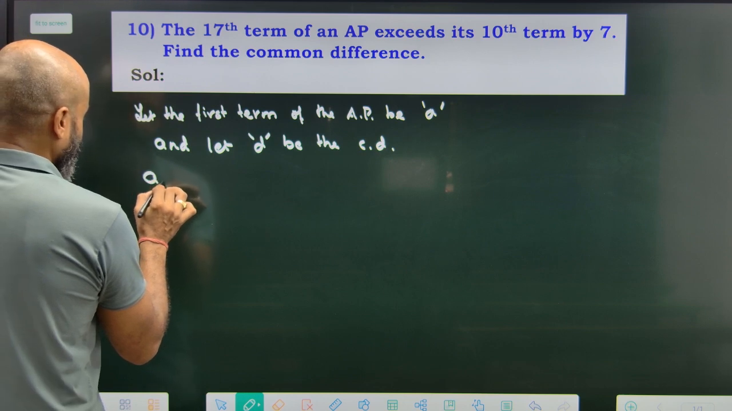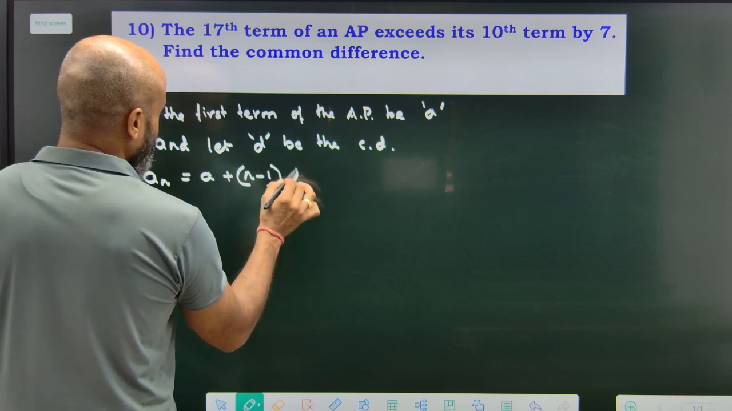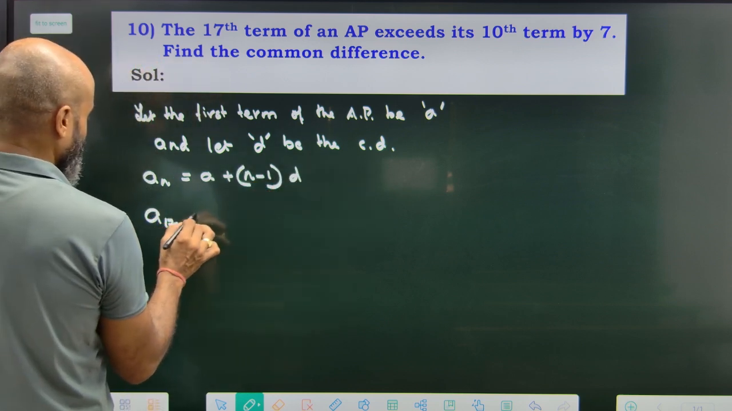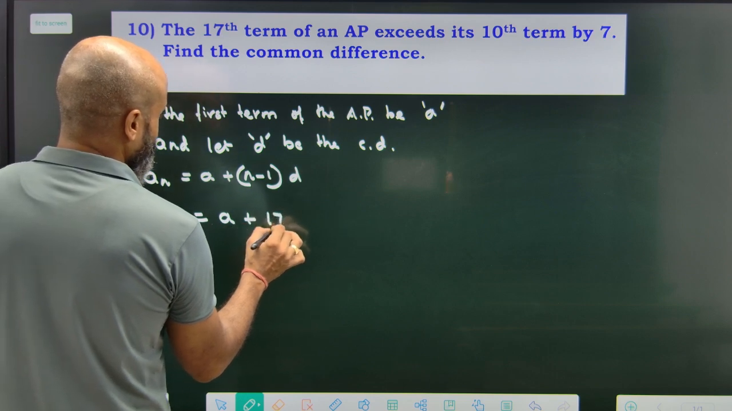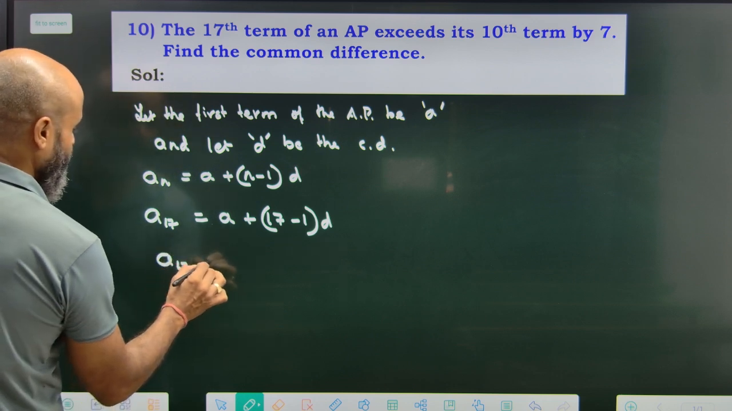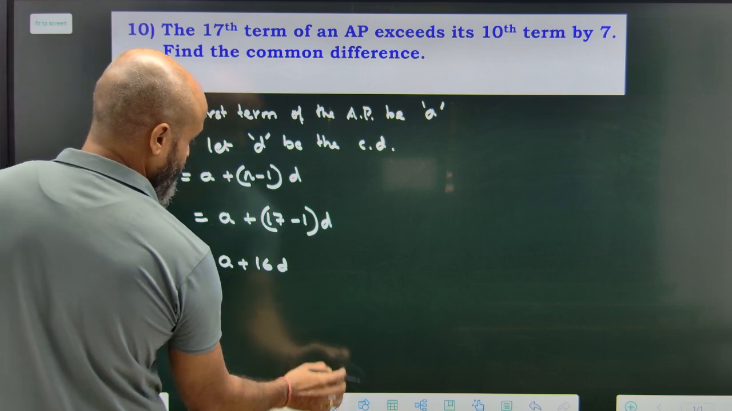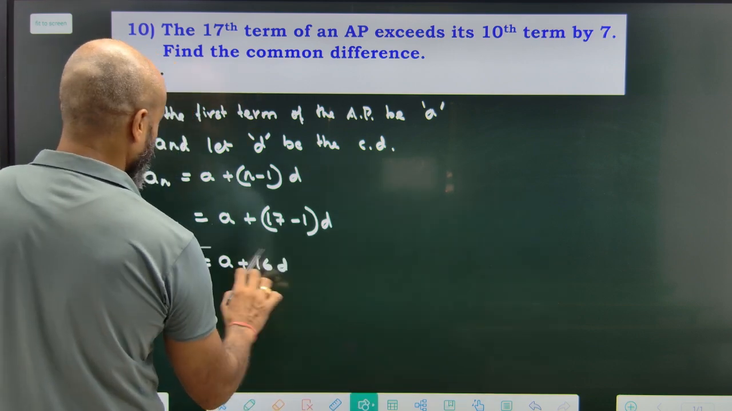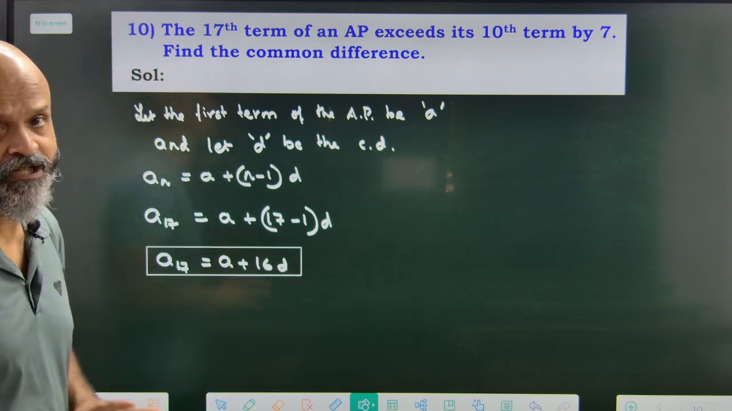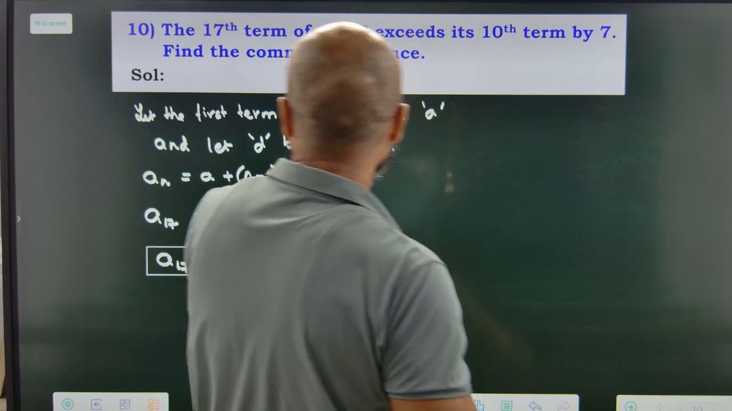We know that an is equal to a plus n minus 1 into d. So a17 will be equal to a plus 17 minus 1 into d. So a17 will be equal to a plus 16d. So this becomes your first. We cannot say that this is an equation because obviously three terms are not known here. So a plus 16d.